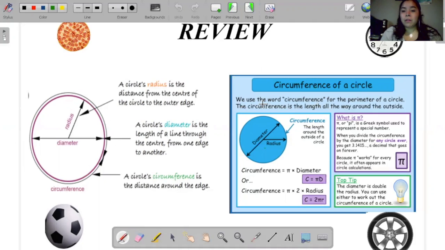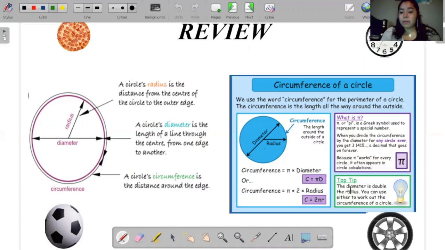We also learned about finding the circumference of a circle given the radius or the diameter. We use two formulas to find the circumference of a circle. Circumference is equal to pi times diameter, C equals pi times d, or circumference is equal to pi times 2 times r. So C is equal to 2 times pi times r.